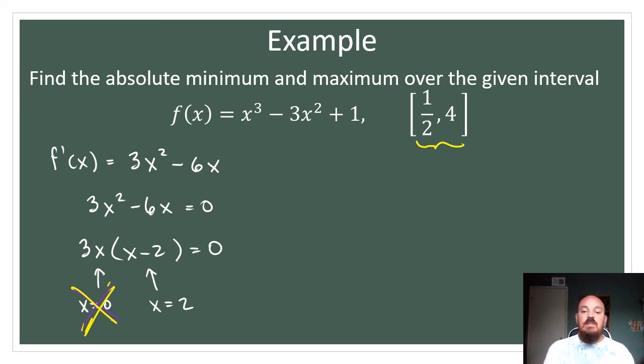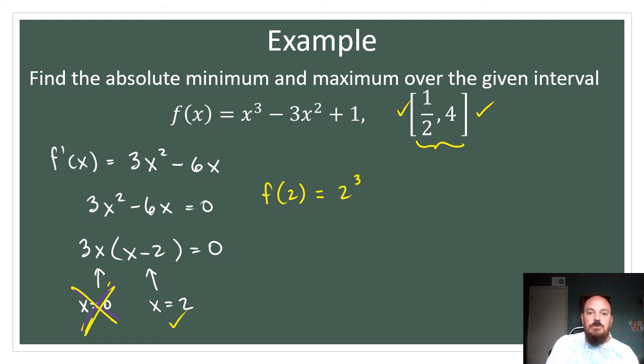That means there's 3 things I need to check. I need to check x equals 2, I need to check x equals 1/2, and I need to check x equals 4. And all I'm doing, remember, you're not doing a number line this time. All you're doing is going back to your original function and plugging each one in. So let's do 2 first.